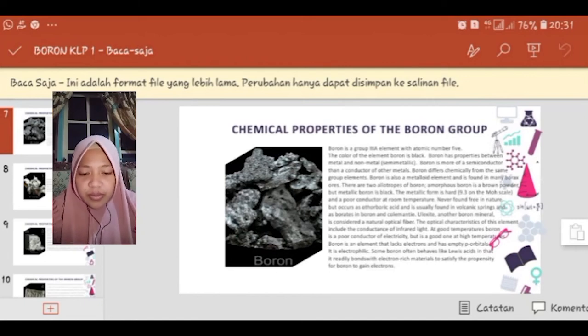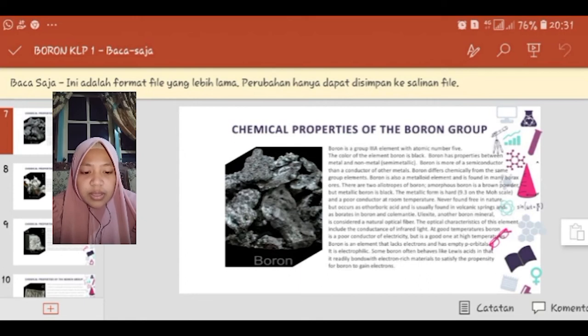Chemical properties of the boron group. Boron is a group 3A element with atomic number 5. The color of the element boron is black. Boron has properties between metal and non-metal, or semi-metallic. Boron is more of a semiconductor than a conductor like other metals.